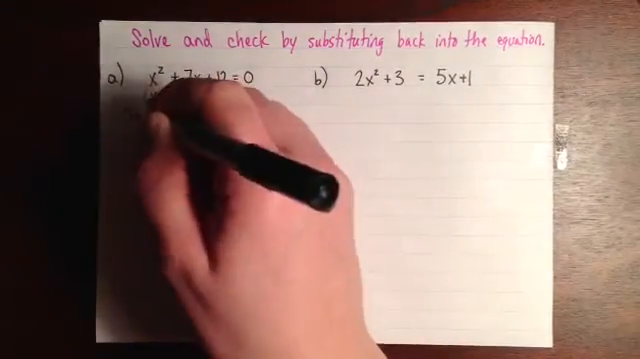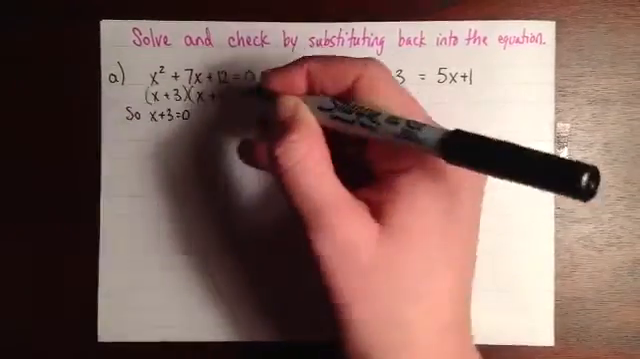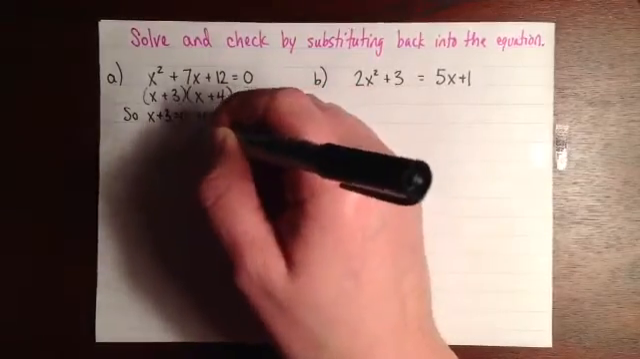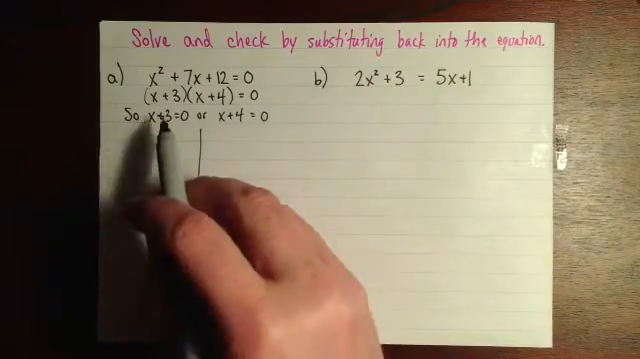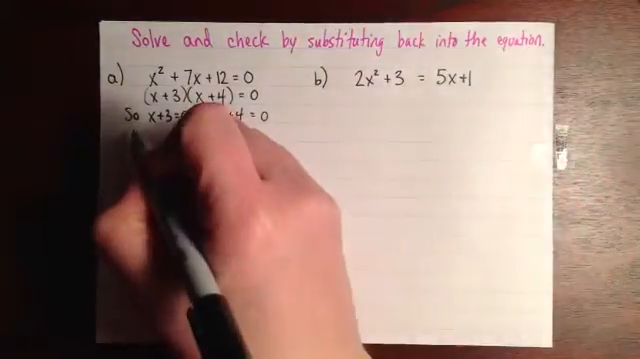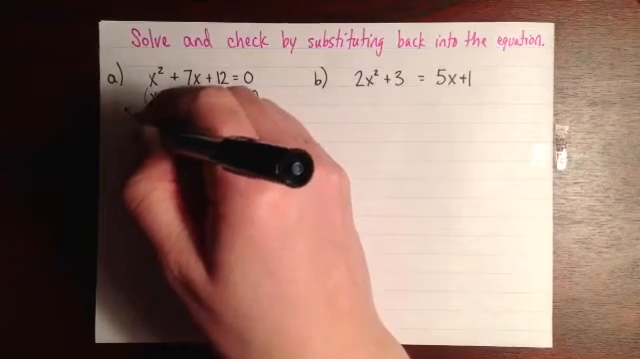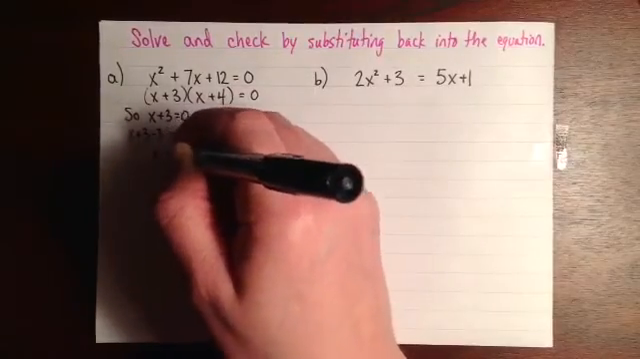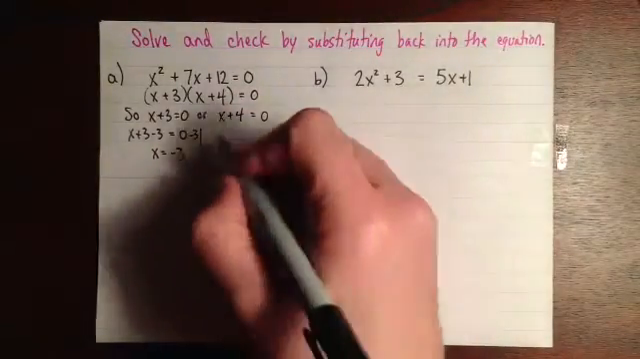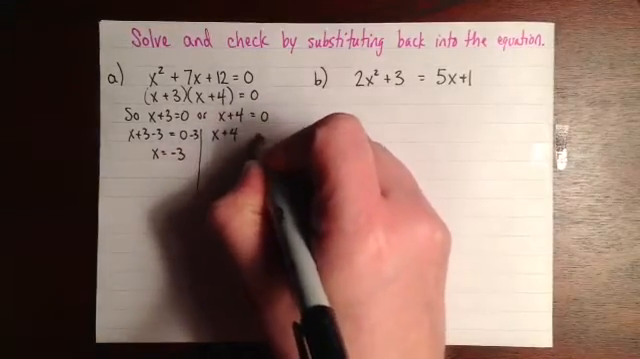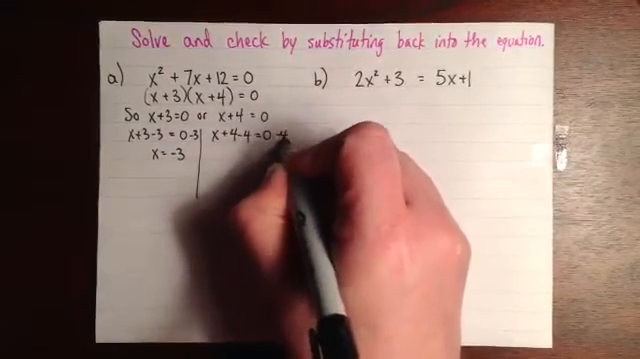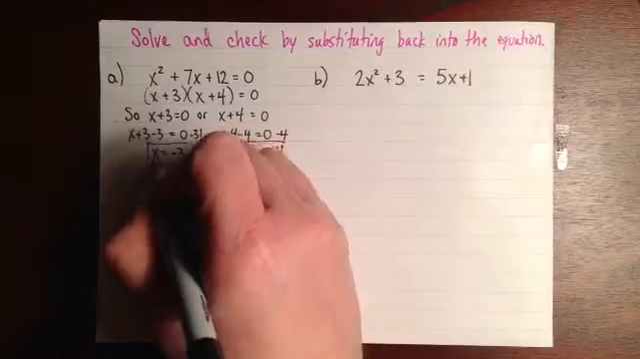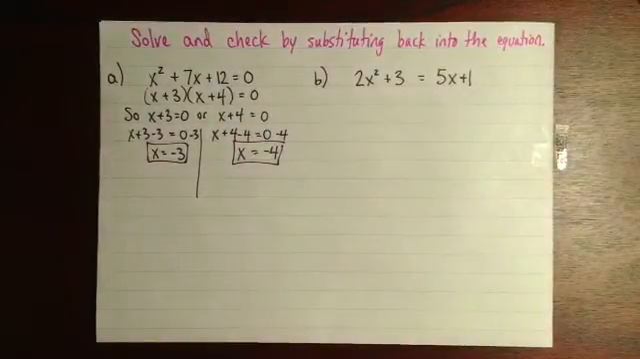So, at this point, we have two options. Either x plus 3 equals 0, or x plus 4 equals 0. I like to put a line there to really separate them, so that they're two completely different options at this point. So if x plus 3 equals 0, subtract 3 from both sides, and we get x equals negative 3. Or with the other option, we've got x plus 4 equals 0, subtract 4, and we have x equals negative 4. So those are my two solutions to that equation.